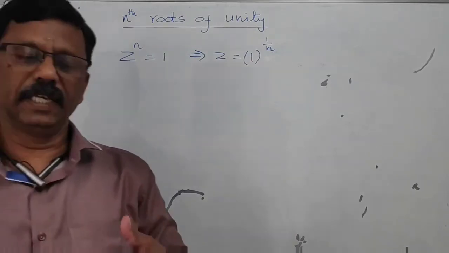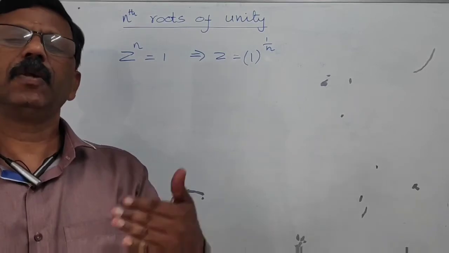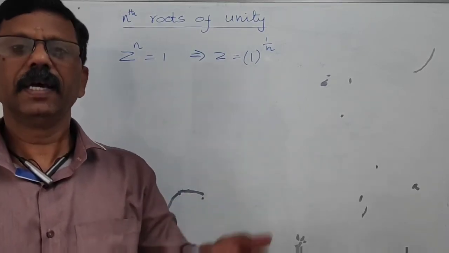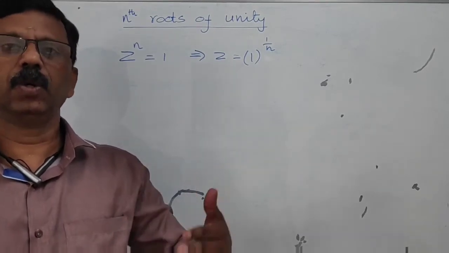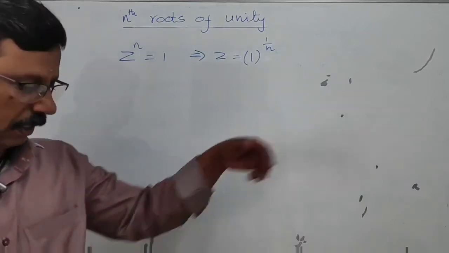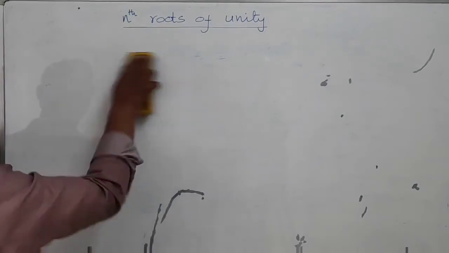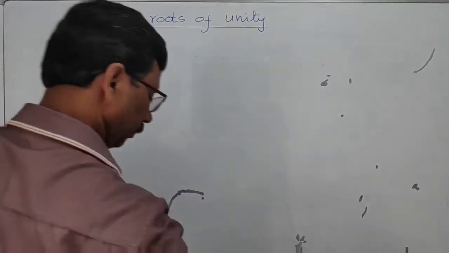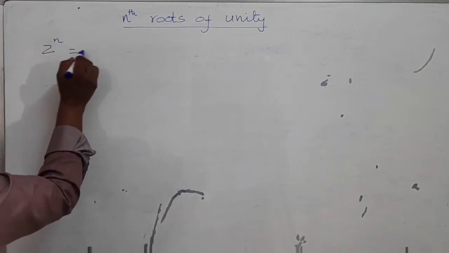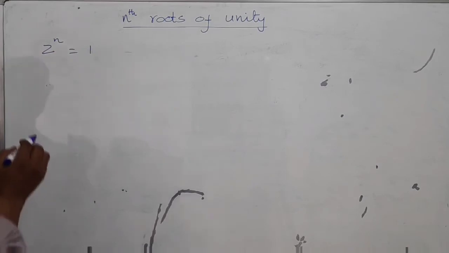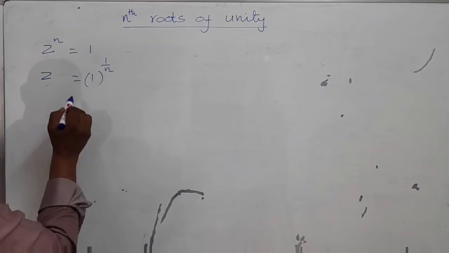Whatever the complex number be, whenever you want to find its nth root, first you have to convert the given complex number into polar form. Then you add 2k pi to the argument. Then apply De Moivre's theorem. Then you assign the values for k from 0 to n minus 1. The same steps we are going to follow now. See, it is given z power n is equal to 1. Okay. Now here we can write z is equal to 1 power 1 by n.